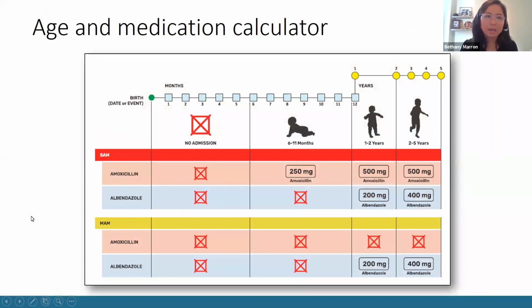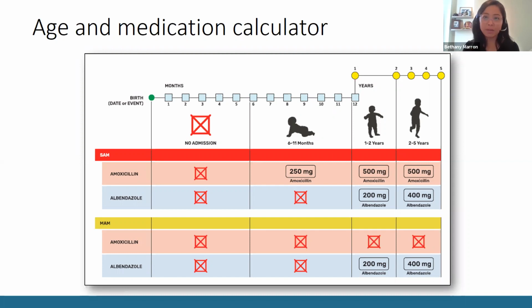Next slide. Okay, so the next tool I want to introduce you to is what we call the Age and Medication Calculator. This tool was designed to assist CHWs count a child's age, as well as remind them what and how much routine medication they should be given.